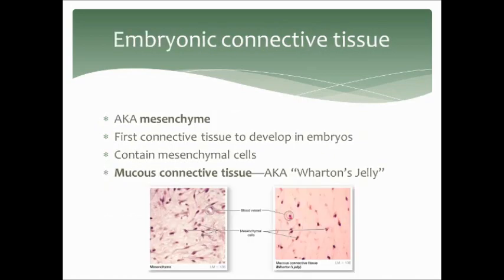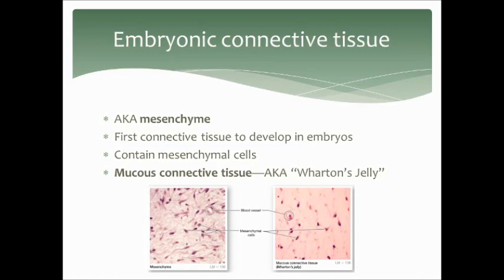Our mucous connective tissue is also known as embryonic connective tissue. It's also known as mesenchyme. It's our first type of connective tissue to develop in embryos. It contains mesenchymal cells, which are a type of stem cell. Stem cells can differentiate into other types of cells that are needed.